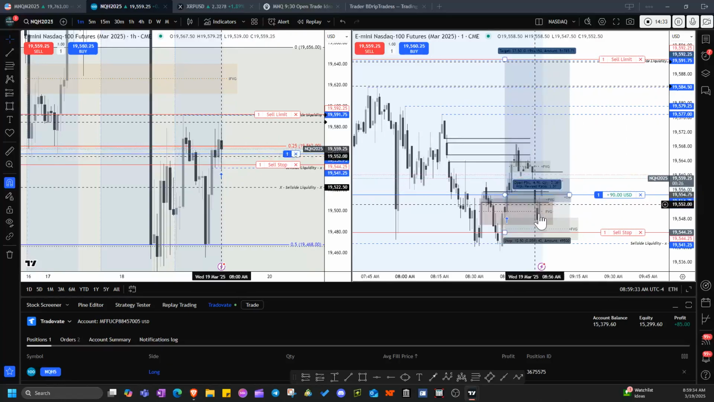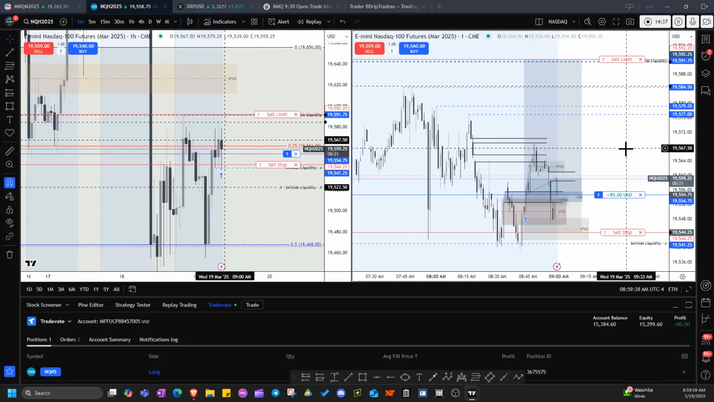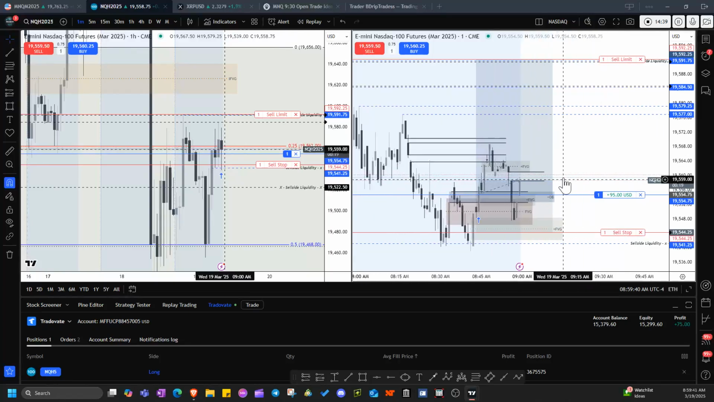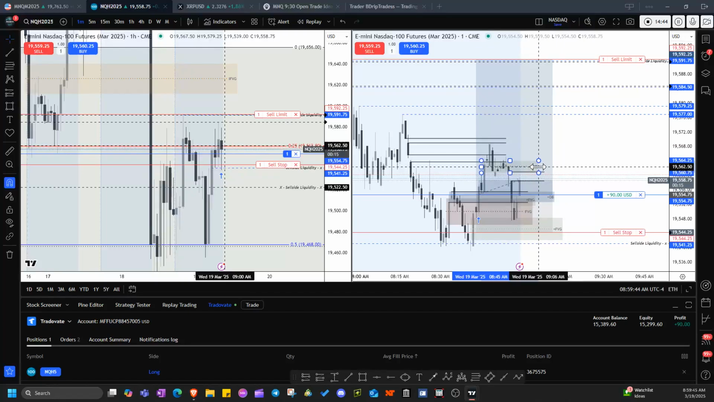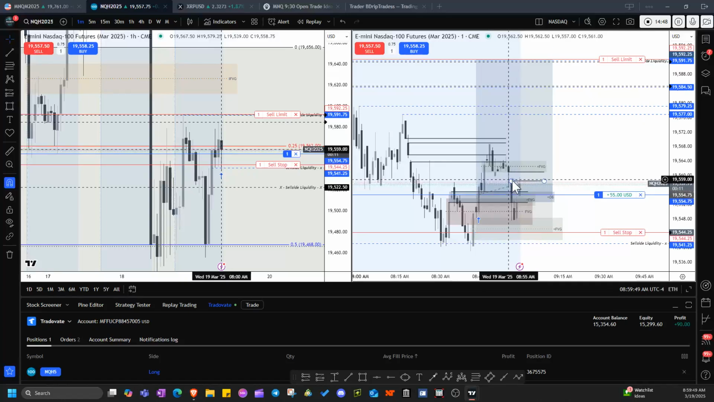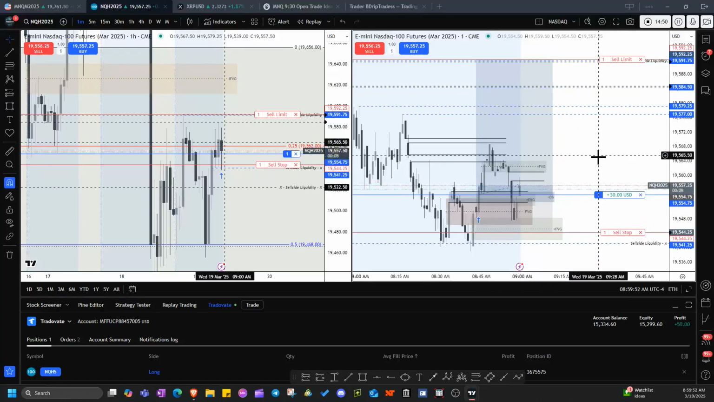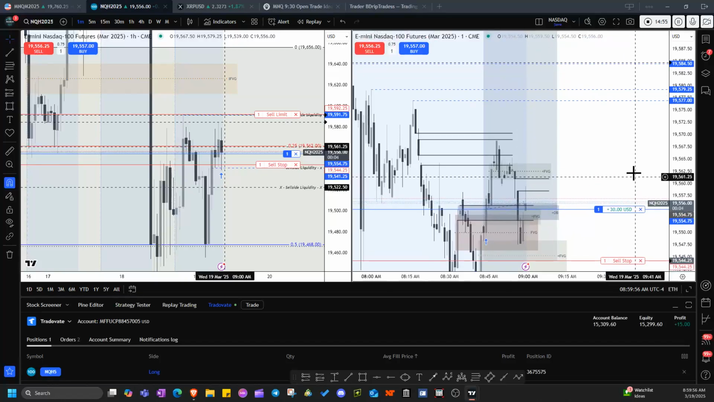So far, so good, guys. I like the reaction we got off the zone. That, for me, maybe makes me feel a little bit better. Confirms to me that maybe we won't want to push higher. If we break above this level here, I'll be a little bit more confident in it. We have this volume imbalance here, so ideally I want to see price trade right through it. But let's see what happens.